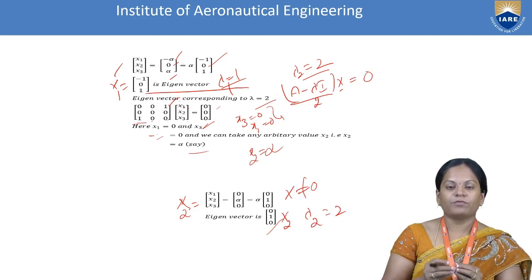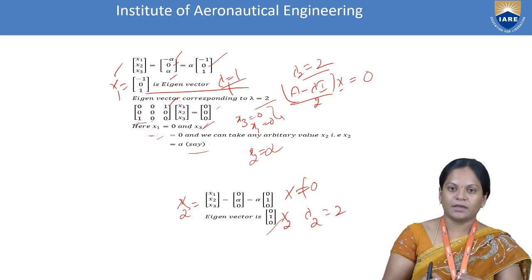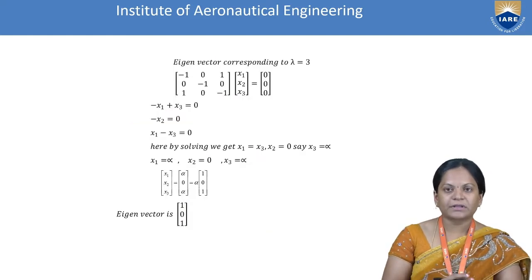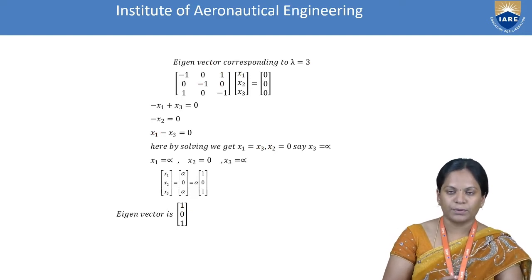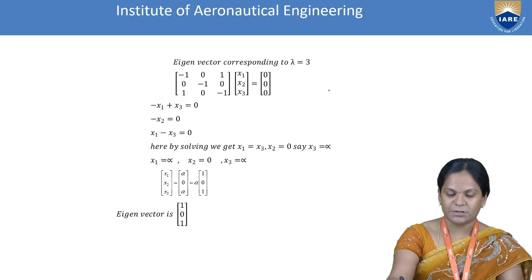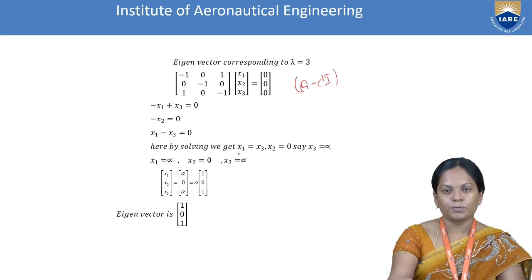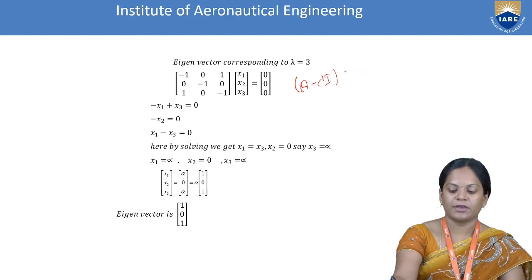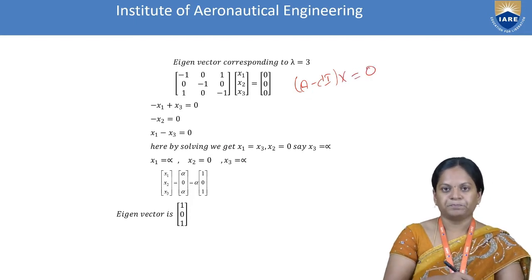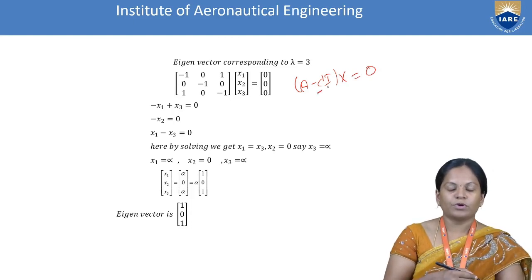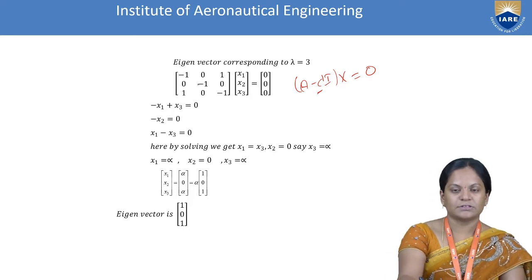Similarly, we will find one more eigenvector corresponding to the third eigenvalue, that is lambda 3 equal to 3. For lambda 3 equal to 3, what is the eigenvector that we have to find? So the eigenvector corresponding to the eigenvalue lambda equal to 3. Take the characteristic matrix, that is A minus lambda I, and next consider the homogeneous system, that is A minus lambda I of x equal to 0. Now in the characteristic matrix, substitute 3 in place of lambda.